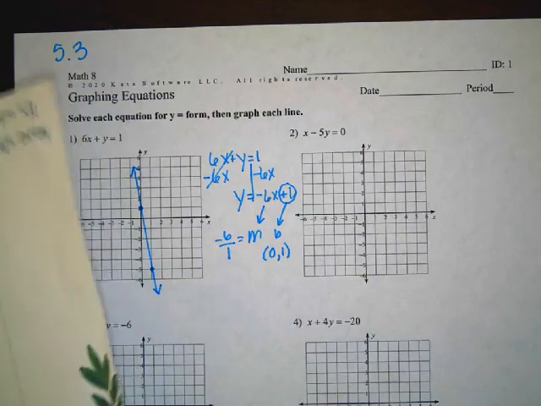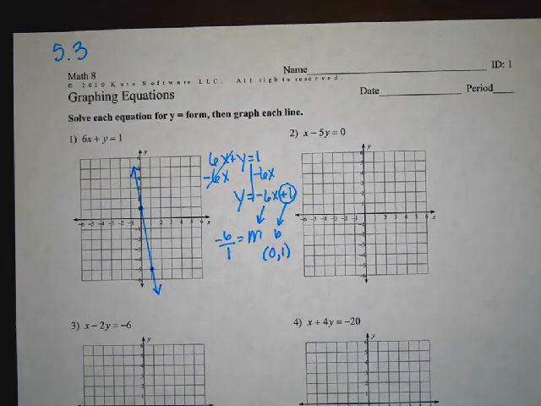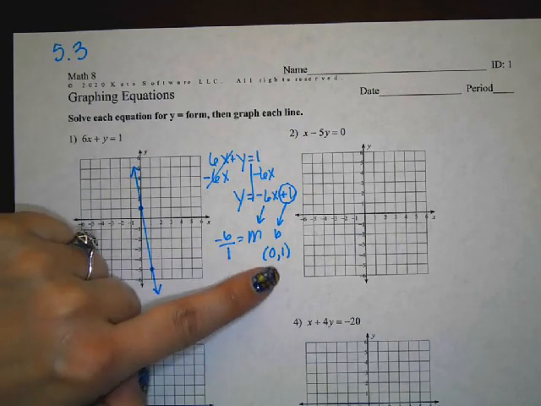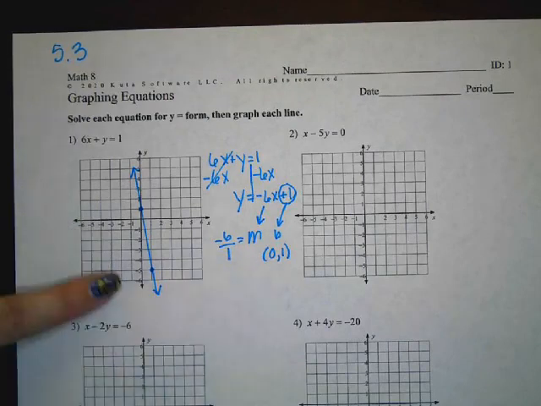Okay, so for the rest of the assignment today, you have 5 more of these. The first thing you need to do is rearrange your equation to y equals form, identify what the slope is and the y-intercept, and then start graphing.